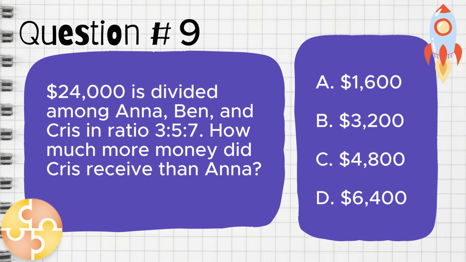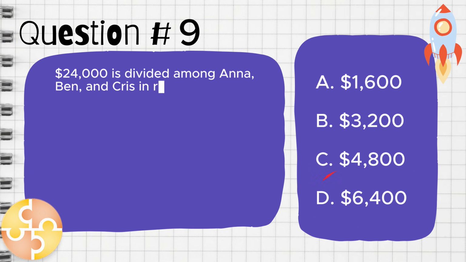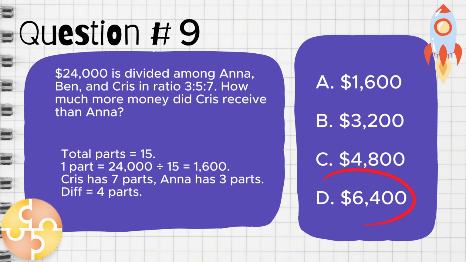Time's up. The correct option is D. $6,400. Here's why: total parts equals 15. One part equals 24,000 divided by 15, which is 1,600. Chris has 7 parts, Anna has 3 parts, difference equals 4 parts. 4 times 1,600 equals $6,400.